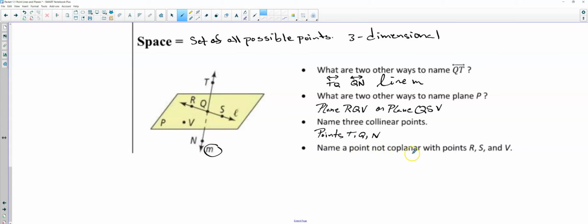Okay, name a point not coplanar with points R, S, and V. So I'm looking at points R, S, and V, which we could name the plane by those 3 points. It's asking for a point that is not coplanar. Well, that would be point T. See, T or point N is outside that plane. So I would say point T. That's one of them.